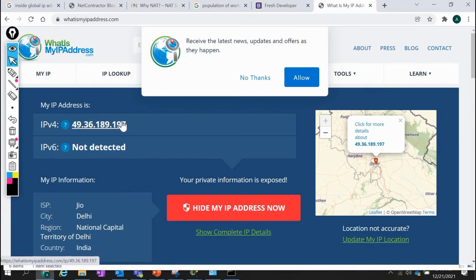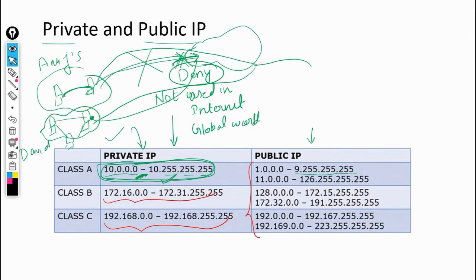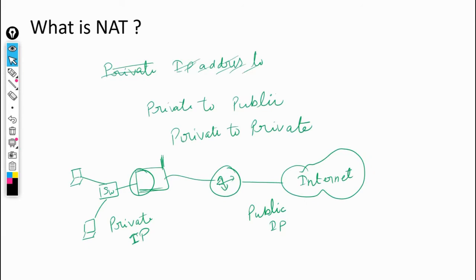If you check the range of this 49.36, where it is 49, it comes in class A, and here that is in the public IP. It will be coming between the 11 to 126 range, right? So that is the public IP. That's how the internet is working nowadays: we are using a private IP address, and then it is being converted to the public.